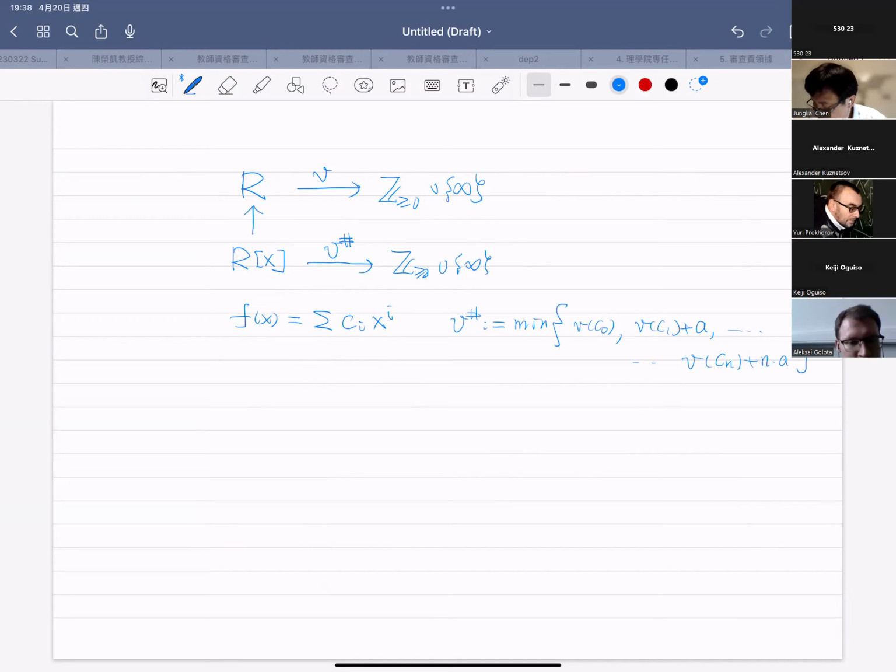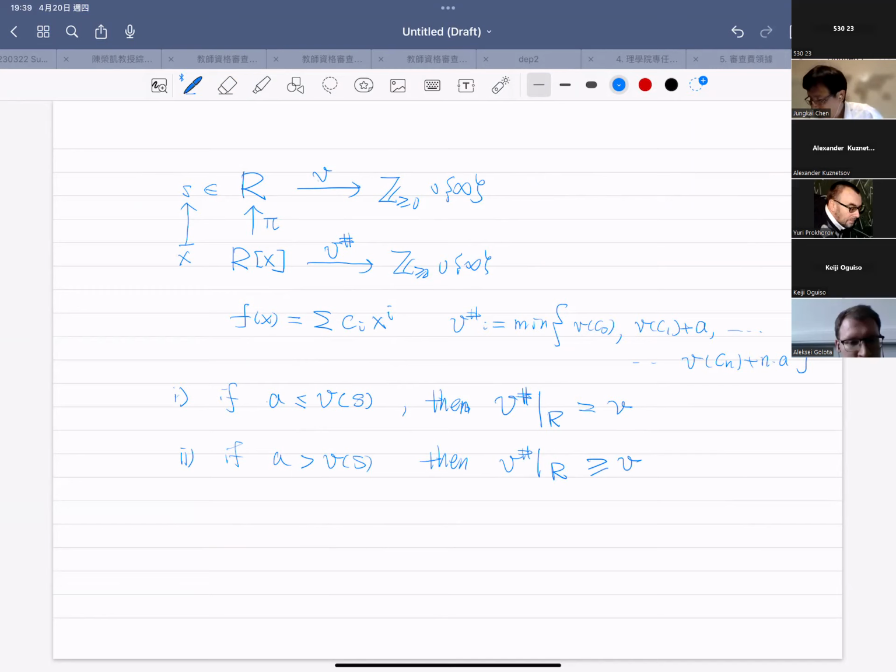Suppose I have a surjection map sending x to s, which is an element here. One can see that if a is chosen to be less or equal than the valuation of s, then V sharp restricted to R is the same as V. But if we choose a to be greater than V(s), then V sharp restricted to R is different from V; it is actually greater or equal than V. Okay, so this is what we mean by tilting.